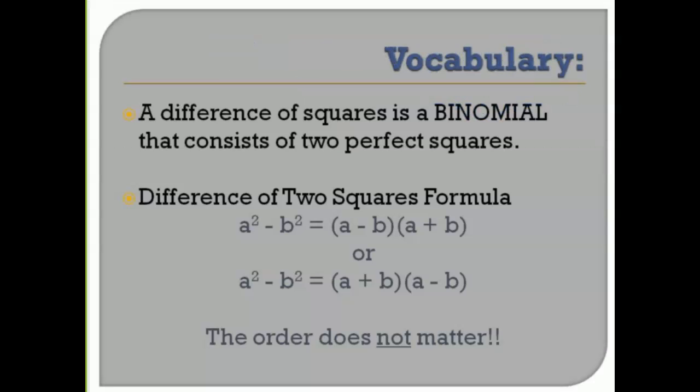So a difference of squares consists of a binomial that is the product of two binomials. It is going to look like a squared minus b squared, and you write it as quantity a minus b, a plus b, or quantity a plus b, a minus b. The order that we write them does not matter.